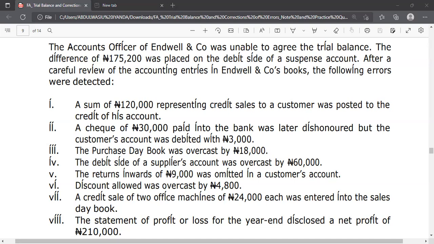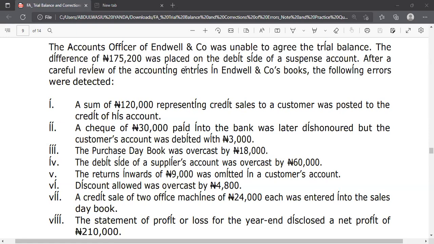We have what now? The fourth one to be what? They say the debit side of the supplier's account was overcast. So who can try it now? They say supplier's account was overcast by 60,000. What is the accounting entry? Hello, sir. Yes, I'm with you. Hello, can you hear me, sir? Yes, I can hear you.